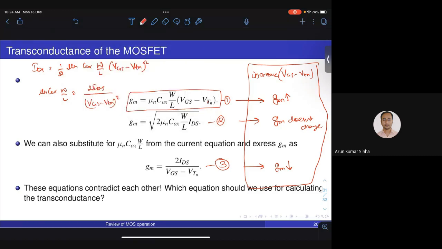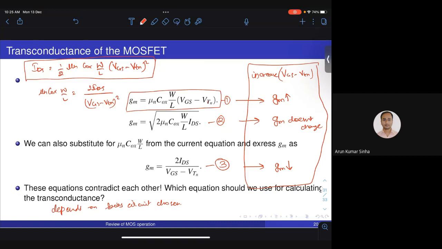Right, actually what happens is that the equation to use depends on the configuration and the biasing circuit. All these equations for GM come from one equation, which is the current equation. Finally, that is the current equation that will be followed.